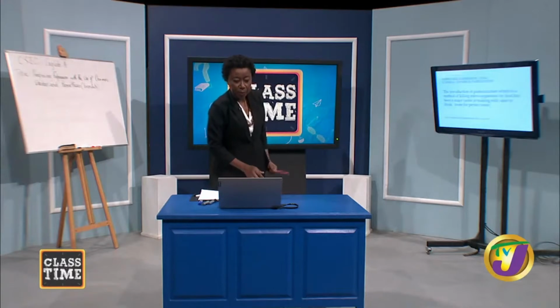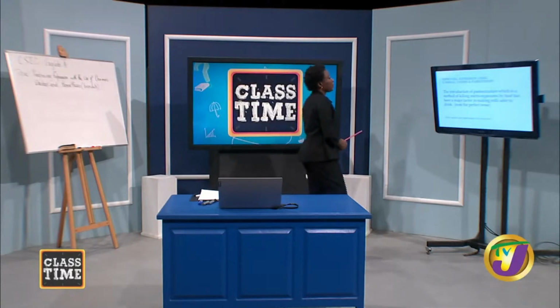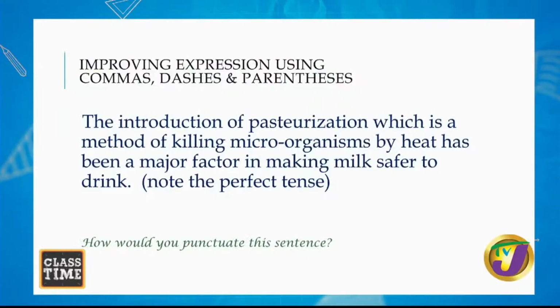All right. Let us do another one. The introduction of pasteurization, which is a method of killing microorganisms by heat, has been a major factor in making milk safer to drink. Has been. Note the perfect tense. We did that the last class. Remember the perfect tense? Okay. Has been. Okay. How would you punctuate this sentence? To show parenthesis, you know? To show that there's a, which is the additional thought.